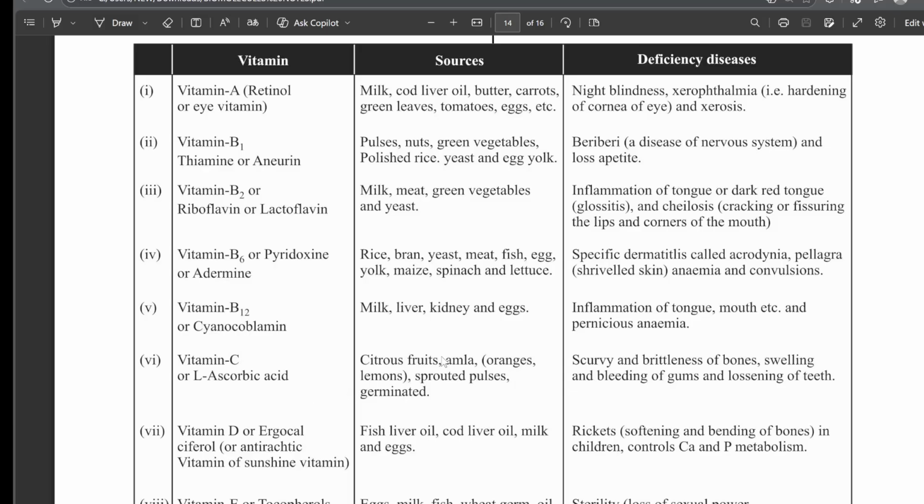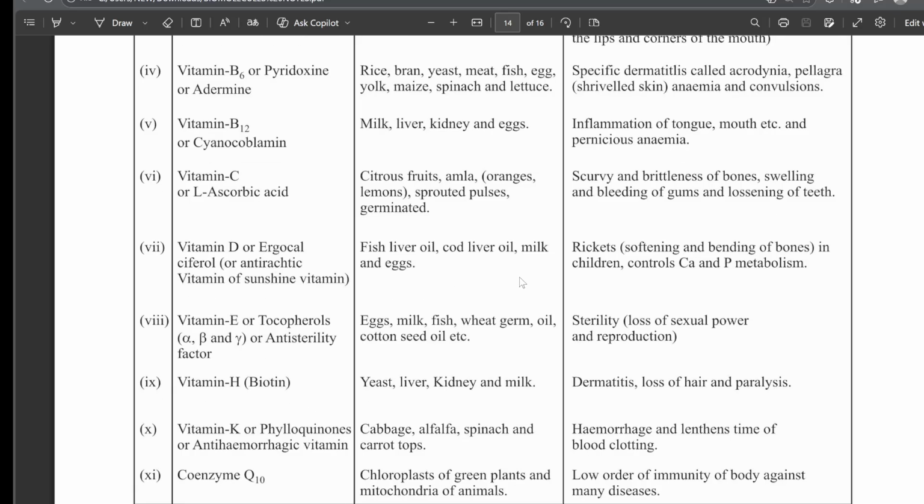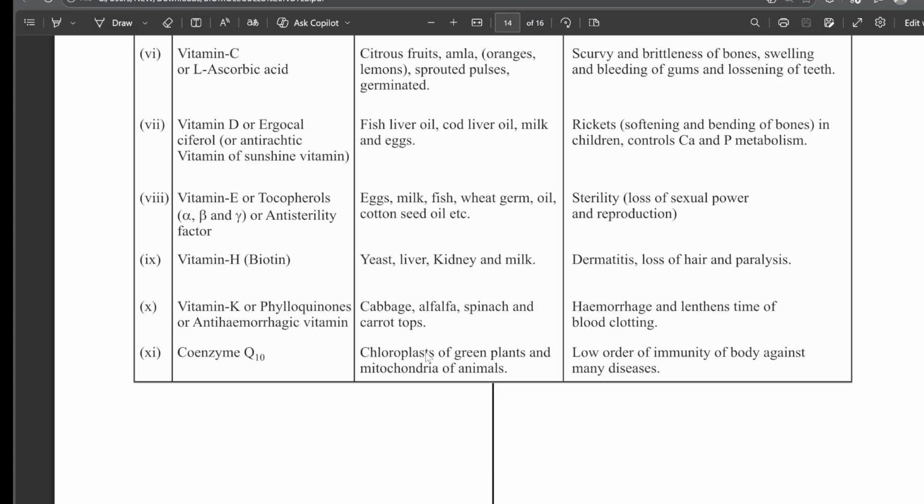Vitamin C, ascorbic acid, can be obtained through citrus fruits and its deficiency causes scurvy, brittleness of the bone and bleeding gums. Vitamin D, its deficiency causes rickets and affects control of calcium and potassium metabolism. Vitamin E, its deficiency causes sterility, loss of sexual power and reproduction. Vitamin K, phytoquinones, their deficiency causes hemorrhage and blood clotting issues. Vitamin H and coenzyme Q are not part of your syllabus.